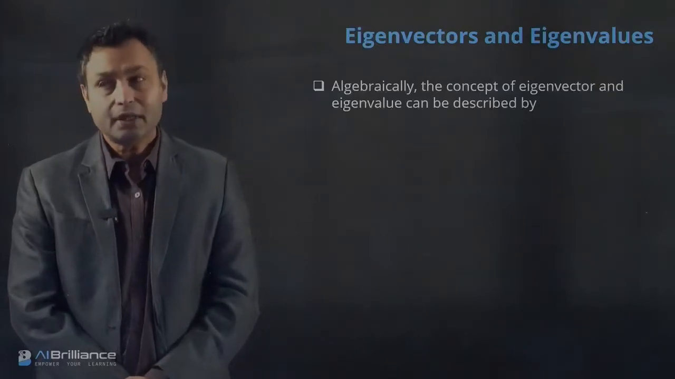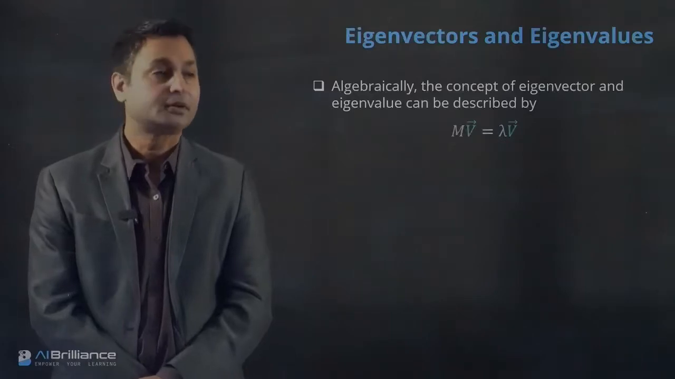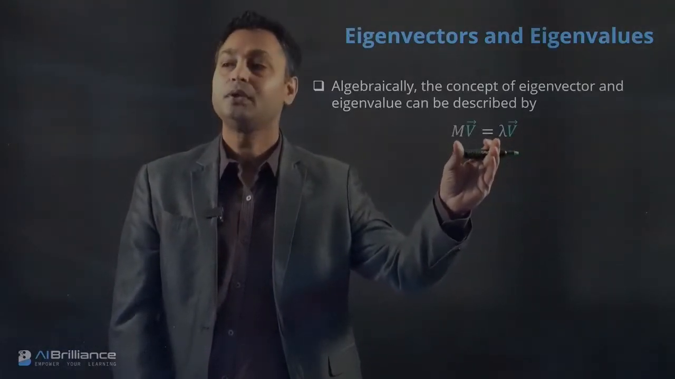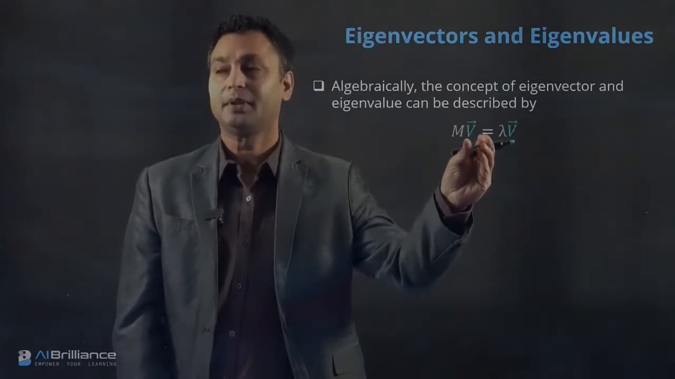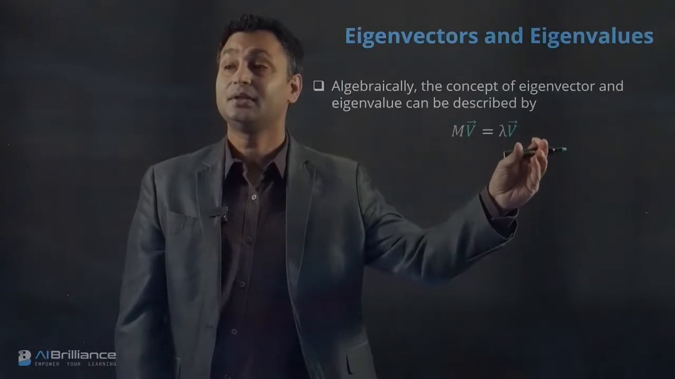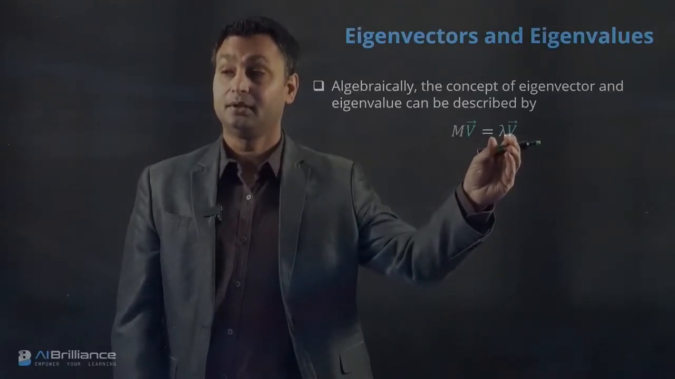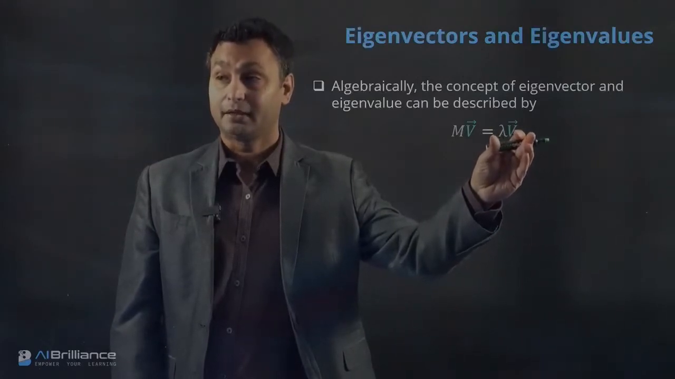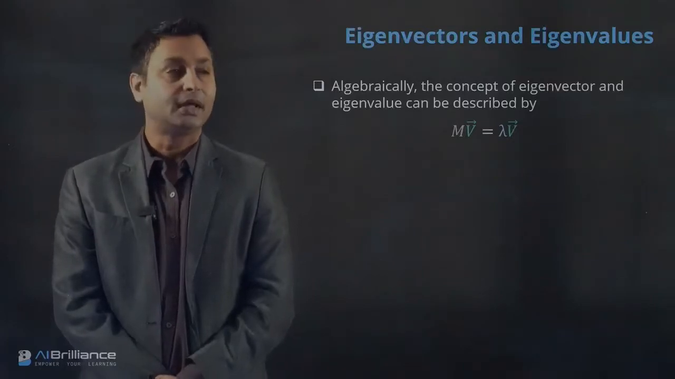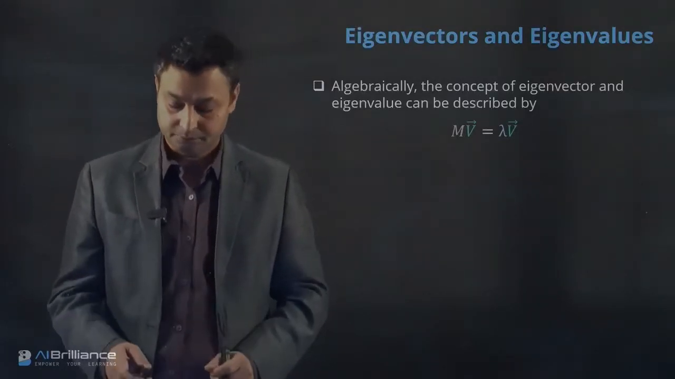Now, algebraically, the concept of eigenvectors and eigenvalues can be described by this equation right here. What we are doing is taking an eigenvector and multiplying it by a transformation matrix M, and that results essentially in a scaled version. Lambda is a scalar multiplied by the original eigenvector itself. So, if this property is satisfied, we essentially have an eigenvector associated with a transformation matrix.